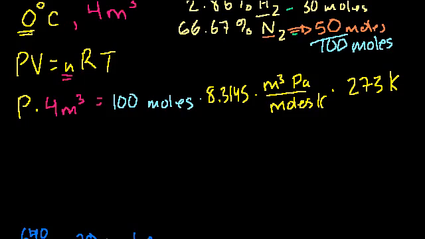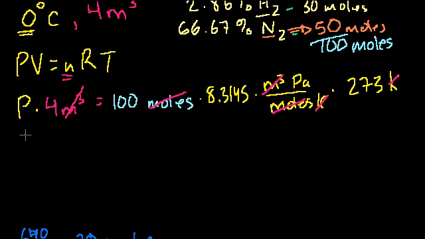Now let's do a little dimensional analysis to make sure that we're doing things right. These meters cancel out with those meters. We divide both sides of the equation by meters. These moles cancel with these moles. Moles in the numerator, moles in the denominator. Kelvin in the numerator, Kelvin in the denominator, and all we're left with is pascals, which is good because that is a unit of pressure.